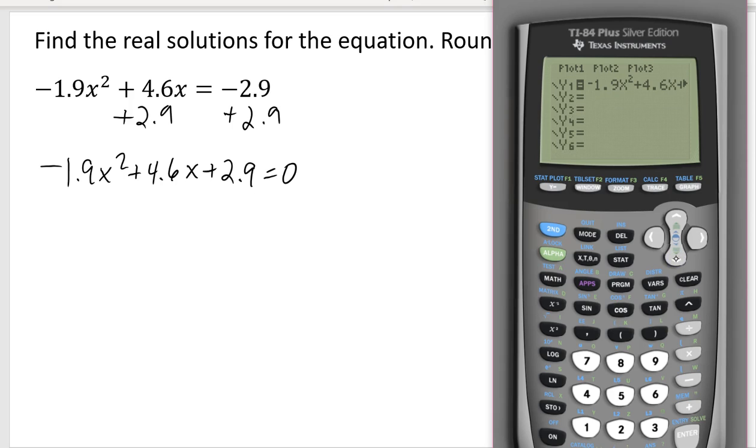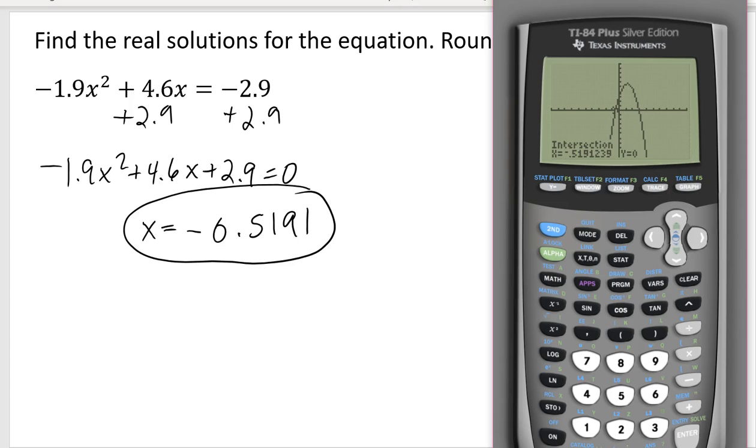Once I have that entered, I'm going to enter a second equation. I'm going to enter in y2 is equal to 0. This way I can use the intersect method, and I hit second trace 5. You can see I have 2 zeros. I'm going to go ahead and hit enter 3 times. 1, 2, 3, and it will give me one of my zeros. One of my zeros is at negative 0.5191239. Our problem asks us to round to 4 decimals. So I'm going to say negative 0.5191. Now I have my first zero.